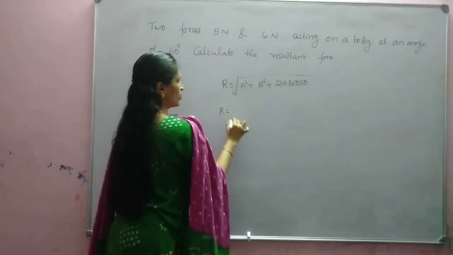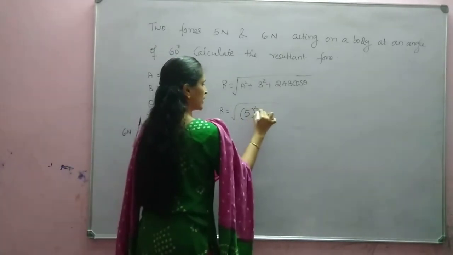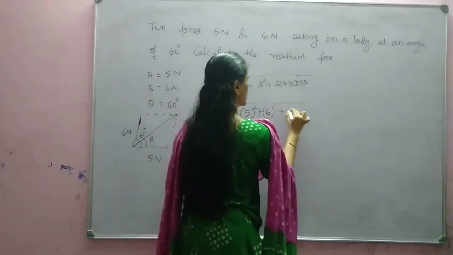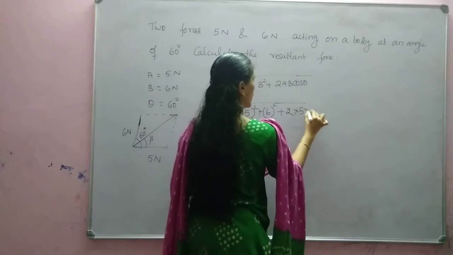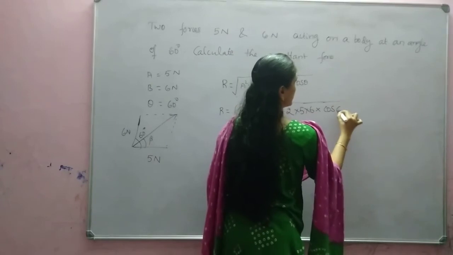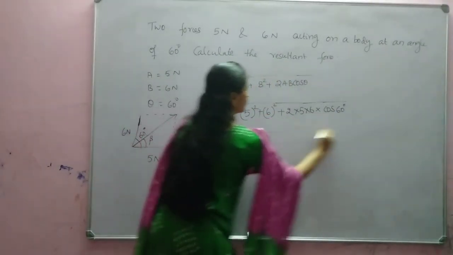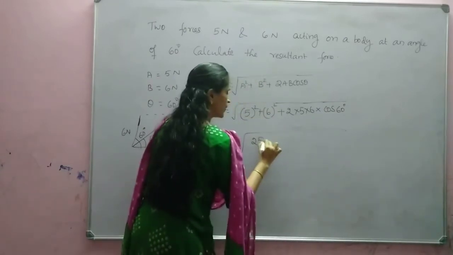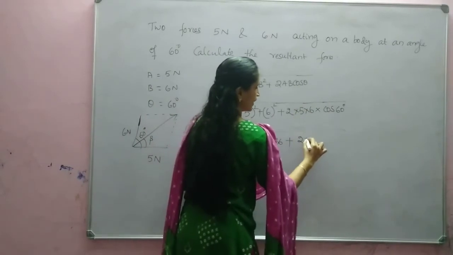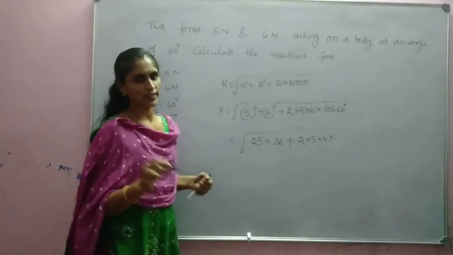Or R is equal to, what is the value of A? A is 5 square, B is 6 square plus 2 into 5 into 6 into cos 60 degree. Or we can write root of 5 square is 25, 6 square is 36, plus once again 2 into 5 into 6. What is the value of cos 60? Cos 60 is 1 by 2.